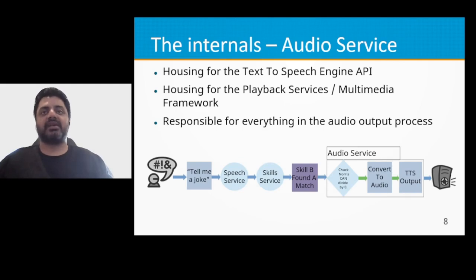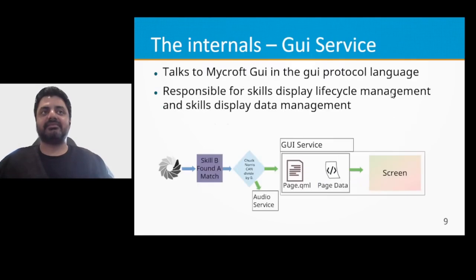User initiates a query, tell me a joke. The speech service forwards the transcribed text to our skill service, where if it finds a match to our joke skill, the joke skill reaches out to an external API to formulate an audio response dialogue that is then forwarded to our audio service. The audio service converts the text to an audio clip by using the selected text-to-speech engine. The audio clip is then played back through the configured output that could be a speaker hardware device. Now let's look at the exciting GUI service.